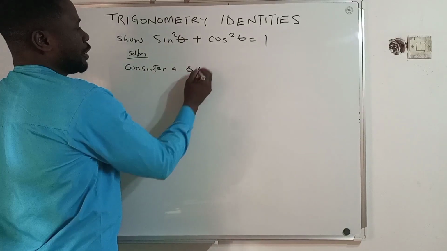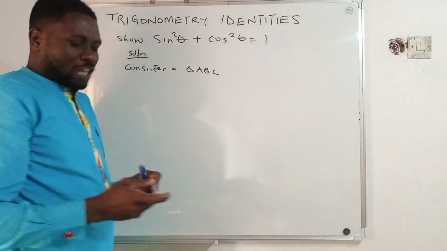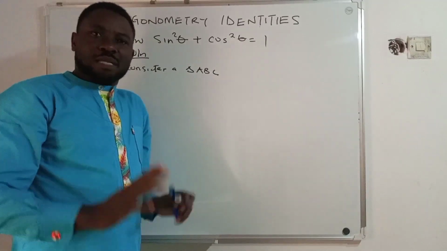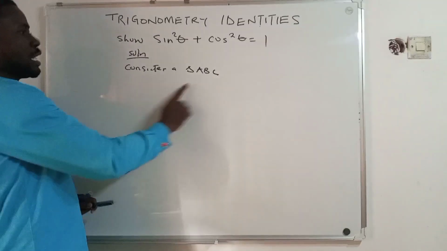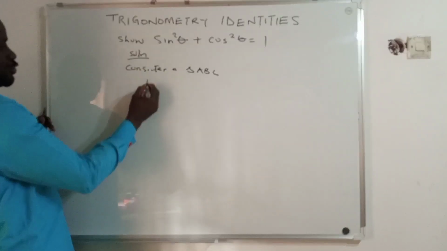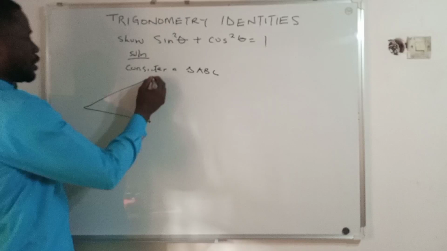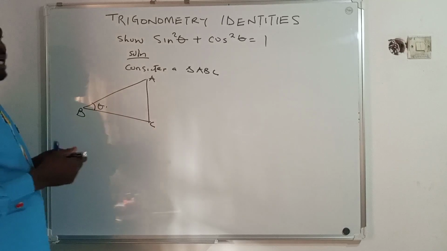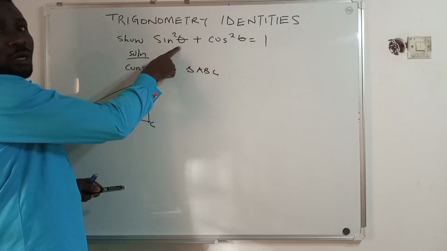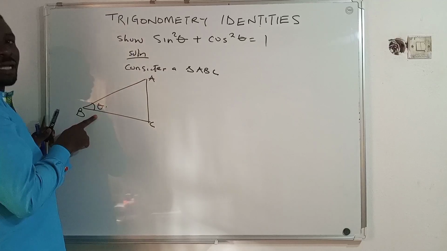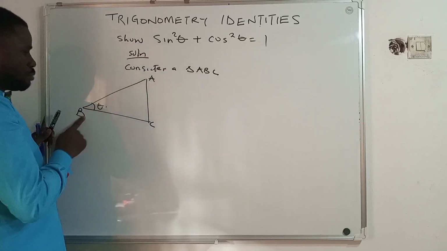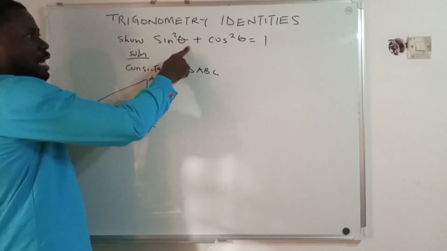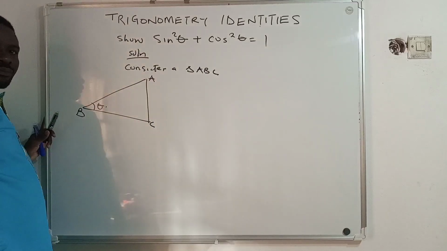a triangle ABC. Remember, we said that trigonometry is a branch of mathematics whose application is basically on triangles. So I will now say consider a triangle ABC. Supposing we have a triangle ABC, and the angle at this point, let's assume is theta, since the question here carries more theta. So let's say theta is the angle at this point, and our triangle is triangle ABC. And so we want to show or prove that sine squared theta plus cos squared theta is equal to 1.